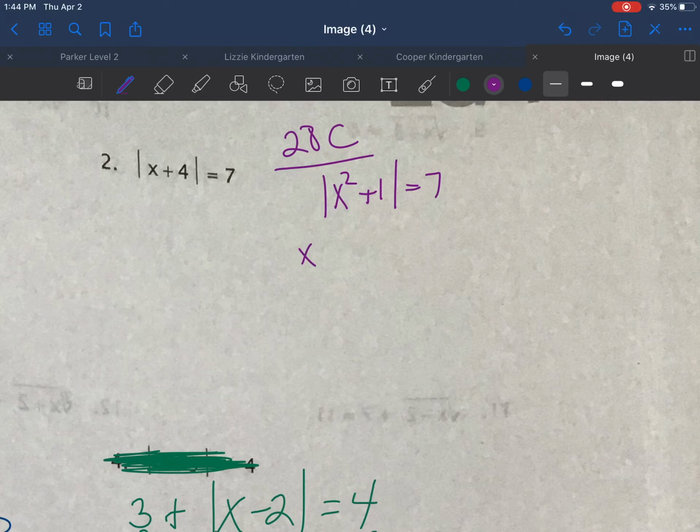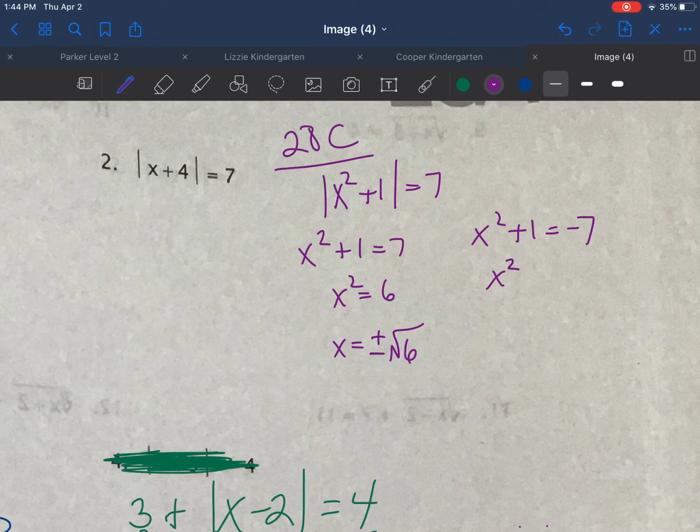You're going to solve it the same way. X squared plus 1 equals 7. X squared plus 1 equals negative 7. X squared equals 6. So then x is equal to, whenever you take the square root of a number, you get a positive and negative form of that answer. So you'd have plus or minus the square root of 6, because the square root of 6 squared is 6, and the negative square root of 6 squared is also positive 6. That was a tongue twister.